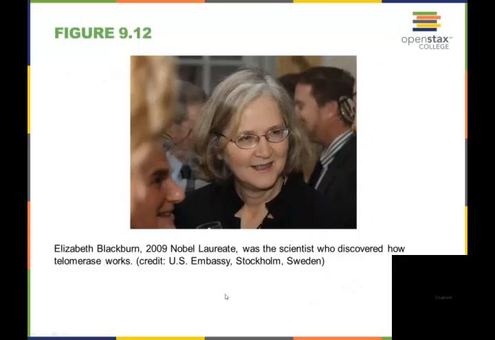So this is a photograph of Elizabeth Blackburn, and she was the 2009 Nobel laureate. She was the scientist that discovered how telomerase works. Your telomerase activity is something that is still being studied quite a bit. It's one of the theories as to why we age, is that eventually we prune off all of the telomeres on our cells, and then they're no longer able to replicate without being dysfunctional.